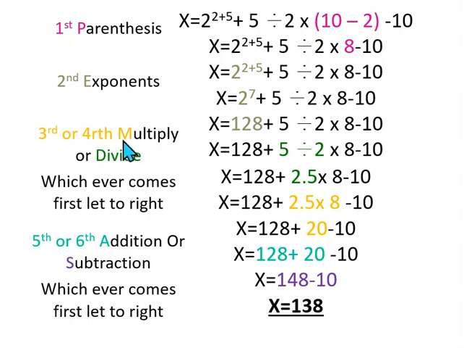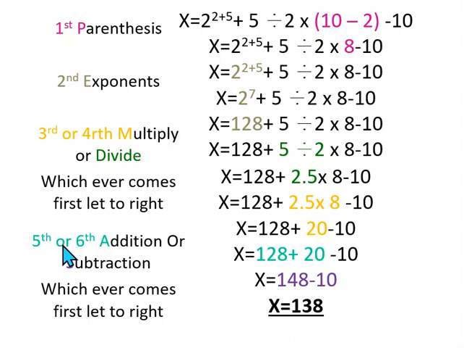And then third or fourth, again, remember whichever one came first from left to right, we move on to multiplication or division. First here we have a division problem, going from left to right. We find the 5 divided by 2, and that is 2.5. And then moving forward, that 2.5 is multiplied by 8, giving us 20.